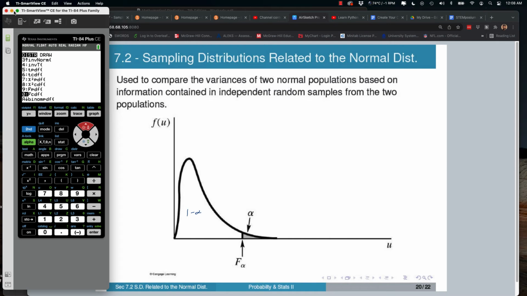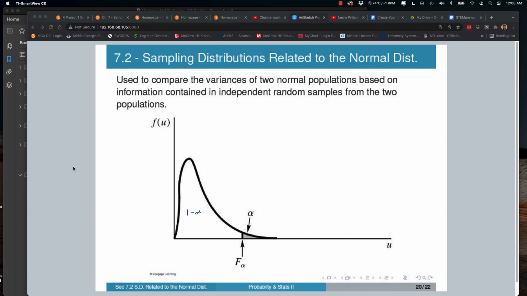Some of you may have a different calculator than the TI. I know some of the Casios have multiple different kinds of things, but we can do this in R, and that's why I'm going to do it anyway.